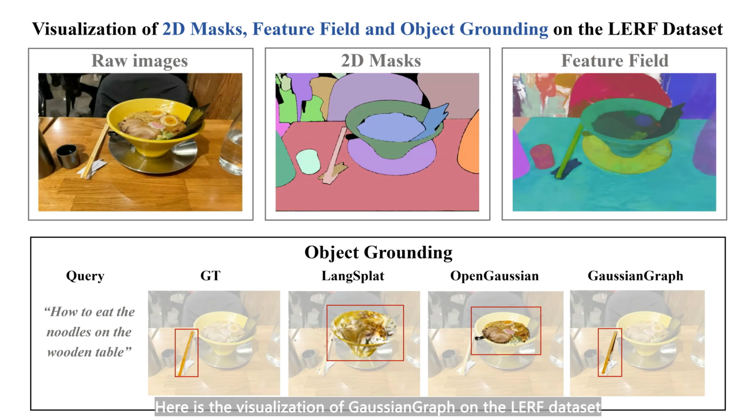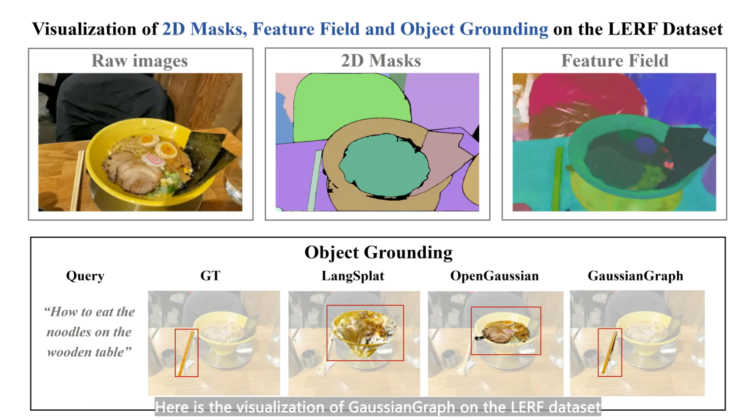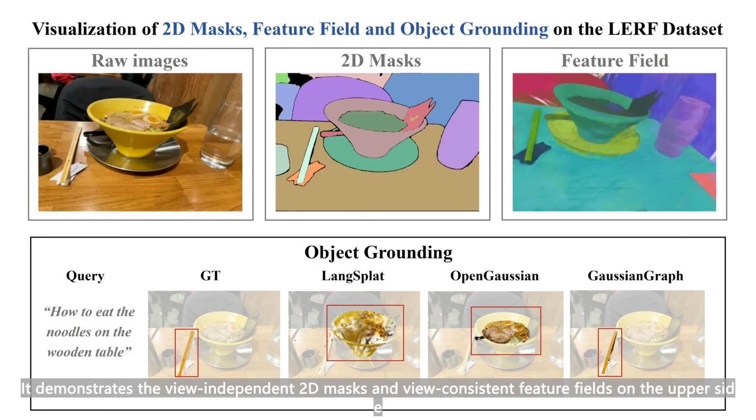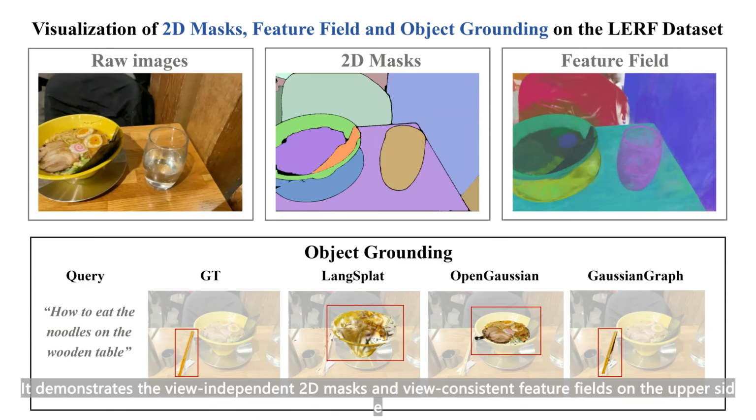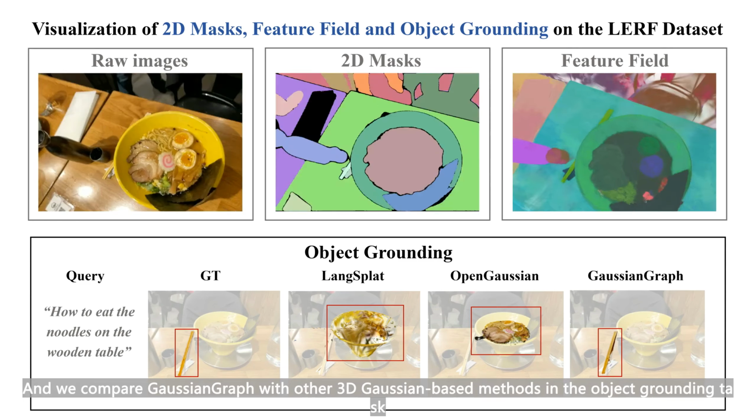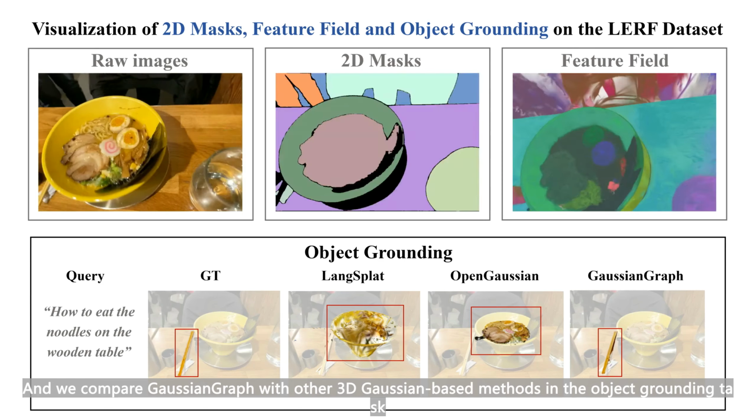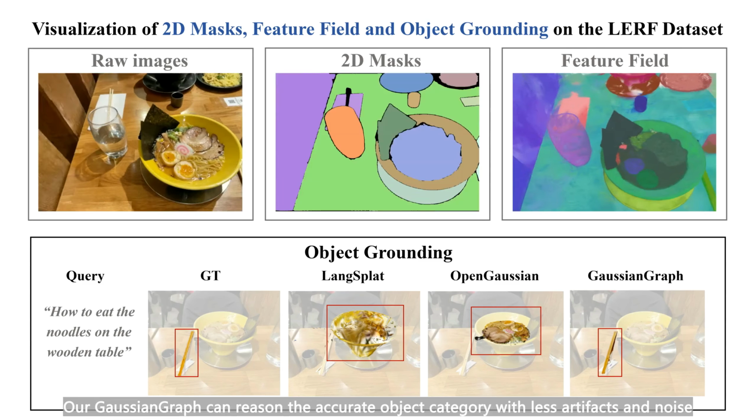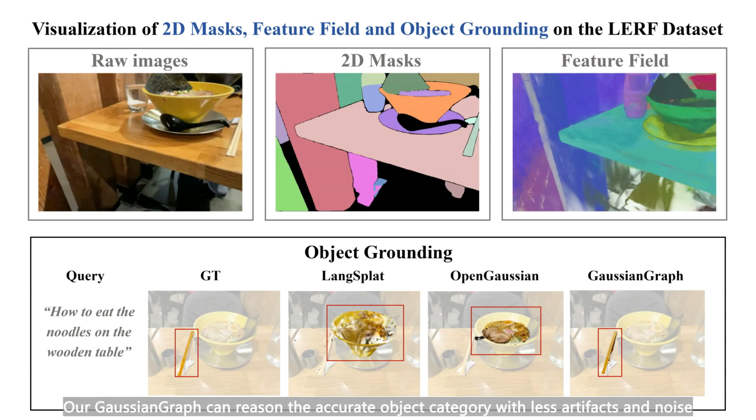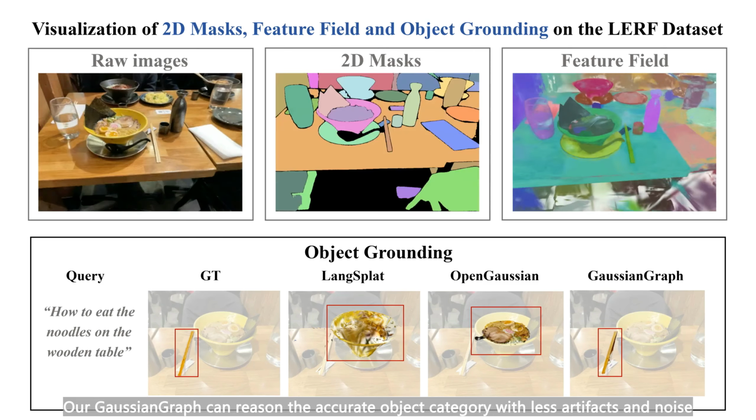Here is the visualization of GaussianGraph on the LERF dataset. It demonstrates the view-independent 2D masks and view-consistent feature fields on the upper side. And we compare GaussianGraph with other 3D Gaussian-based methods in the object grounding task. Our GaussianGraph can reason the accurate object category with less artifacts and noise.